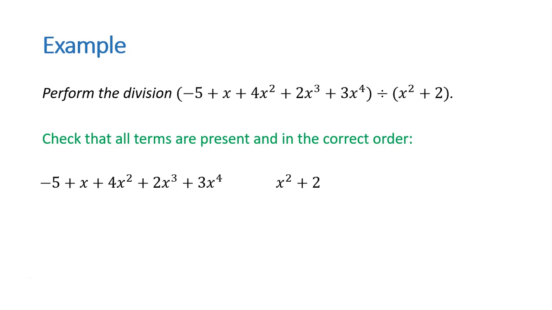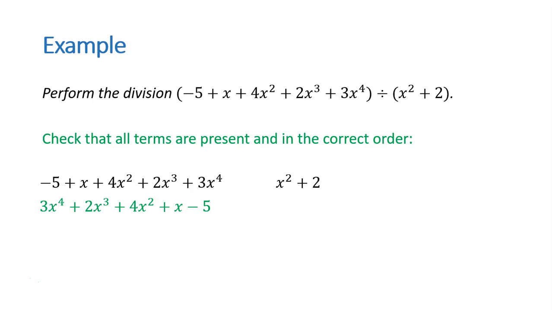So in the dividend, everything's present. Notice our highest term is going to be an x to the fourth. We have an x to the fourth, an x cubed, an x squared, an x, and then a constant. So everything's present and accounted for, but the order is wrong. Everything is flipped. So we're going to have to flip the order so that our highest exponent is first, and then our constant term is last, and everything in the middle is ordered correctly. It looks like we're good after that.